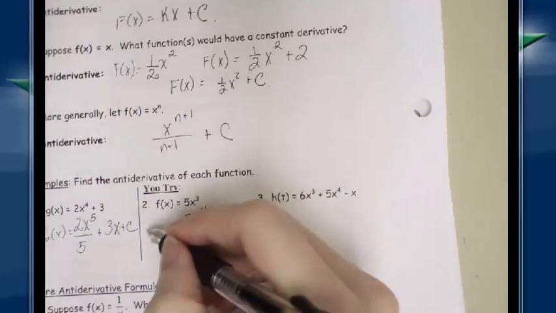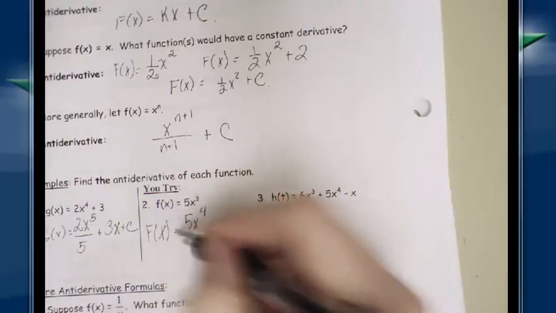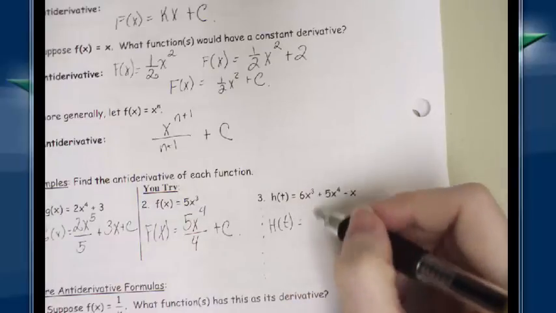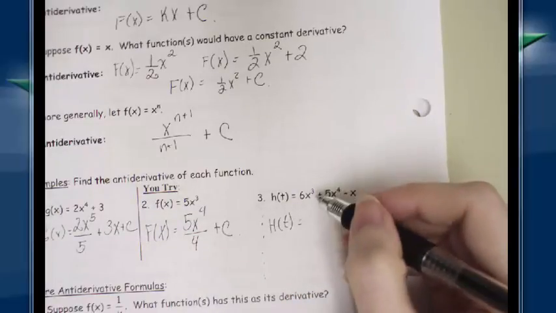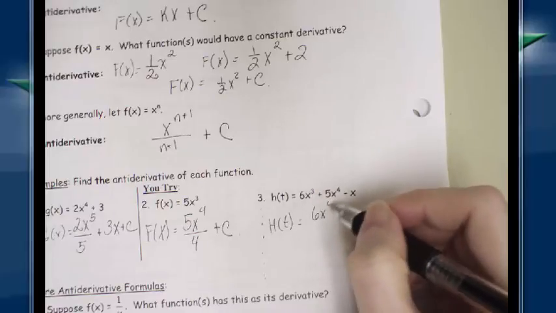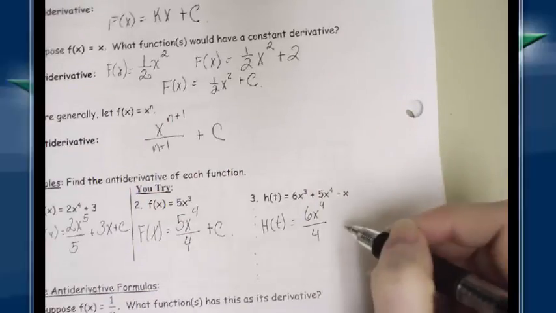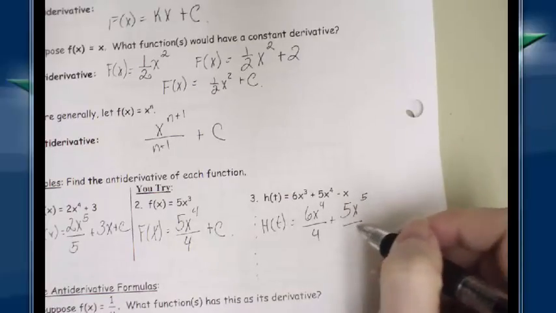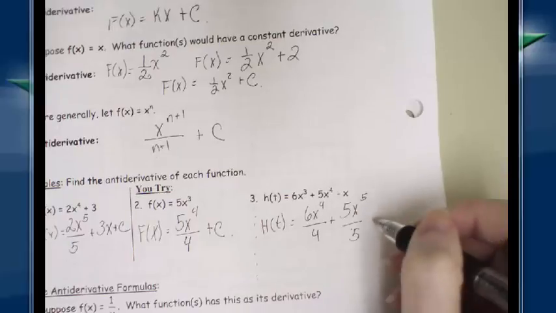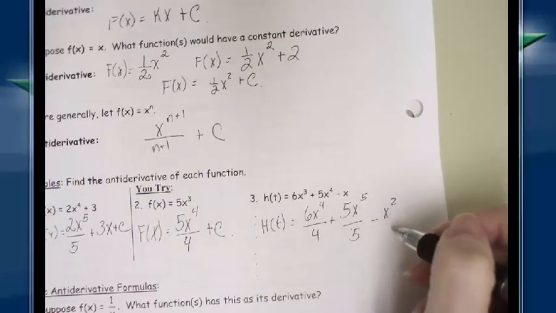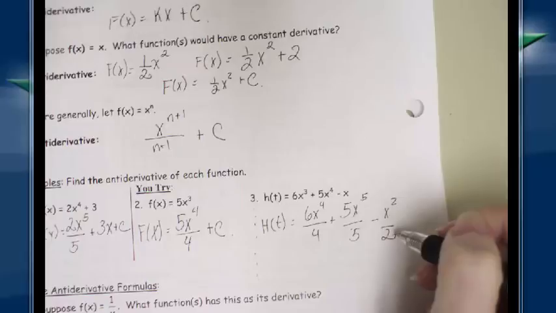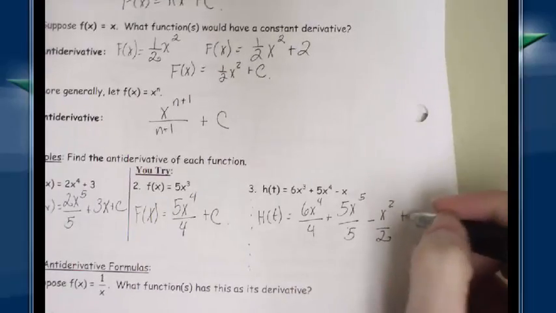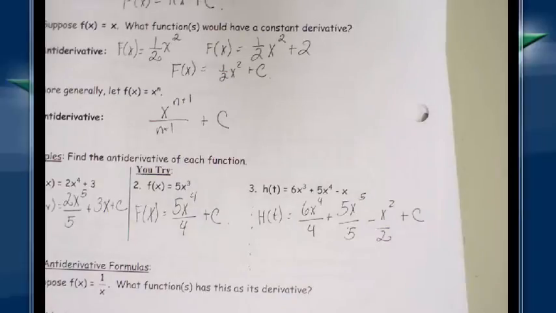Here we go. Let's be fancy. Go up a power. Antiderivative, going back over all the work we've done here. 6x to the 4th over 4 plus 5, go up a power, 5 over the 5 minus x squared over 2. Finished? You should be yelling no at me. We need to always remember that there was a constant there.